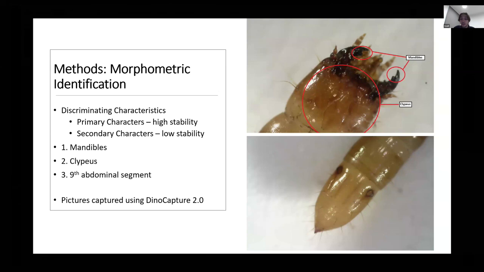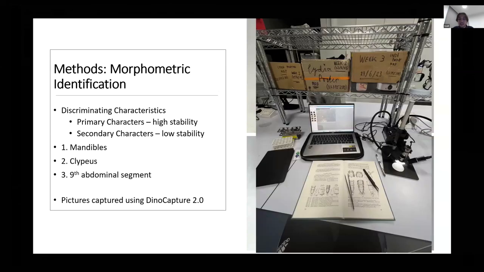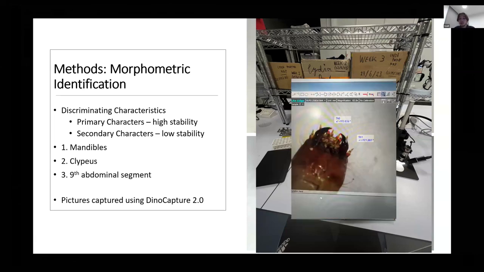This was done using a Dino-Capture system, and here's the setup that I had. What made this system really good was that I could not only take pictures, but also actively measure the different parts. Here's an example of me measuring the mandibles and the angles to make a more conclusive identification in the end.